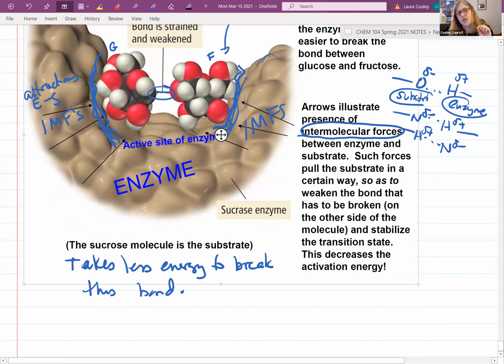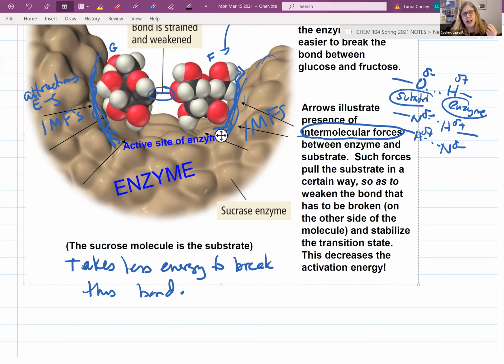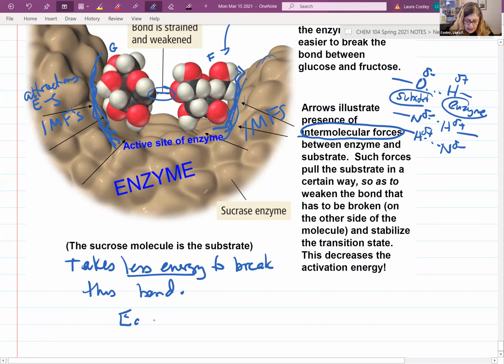And so that's an illustration of how an enzyme works. With this cartoon, you can now understand, because you know about intermolecular forces, that this situation is stabilized by those nice intermolecular forces. And in doing so, it actually stretches that bond and makes it easier to break, so that the reaction happens more quickly. So it takes less energy to break that bond. The EA is lower and the reaction is faster.